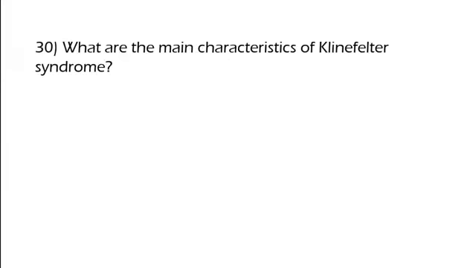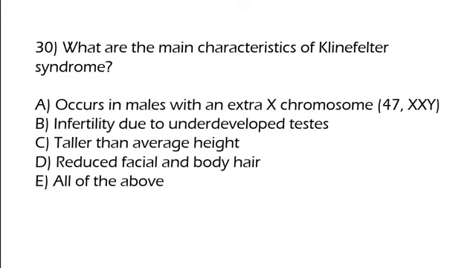What are the main characteristics of Klinefelter syndrome? Occurs in males with an extra X chromosome, infertility due to underdeveloped testes, taller than average height, reduced facial and body hair. The correct answer is option E, all of the above.